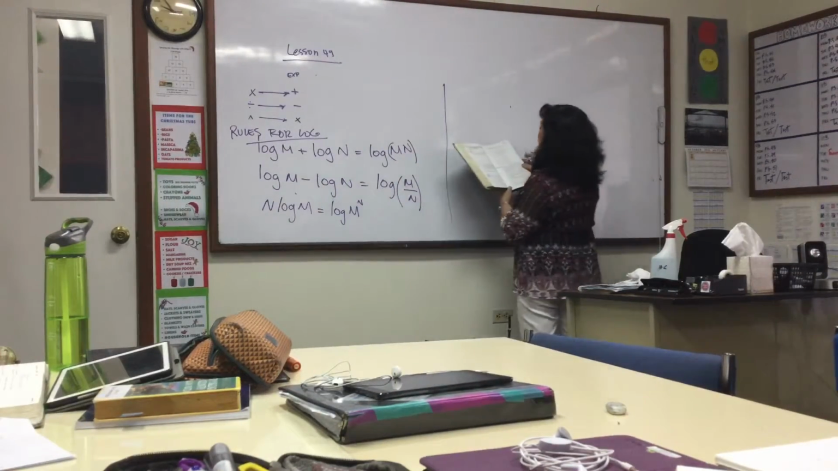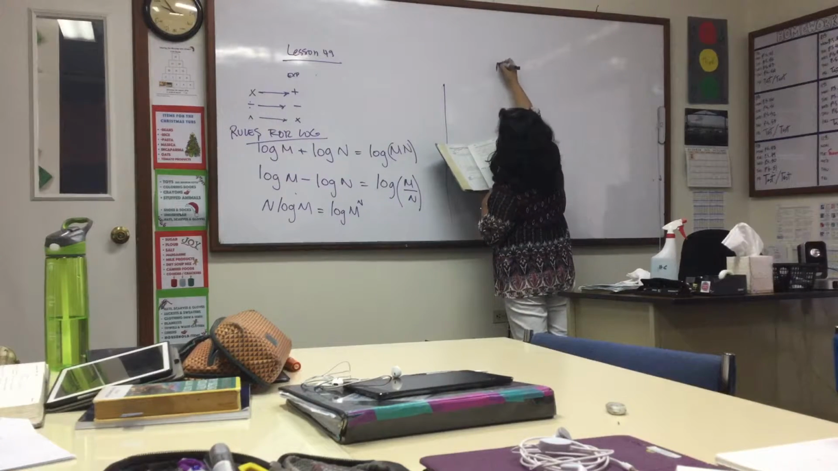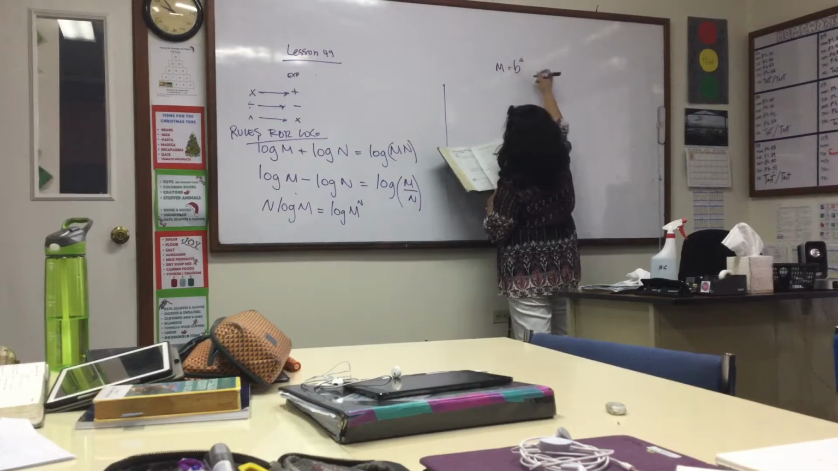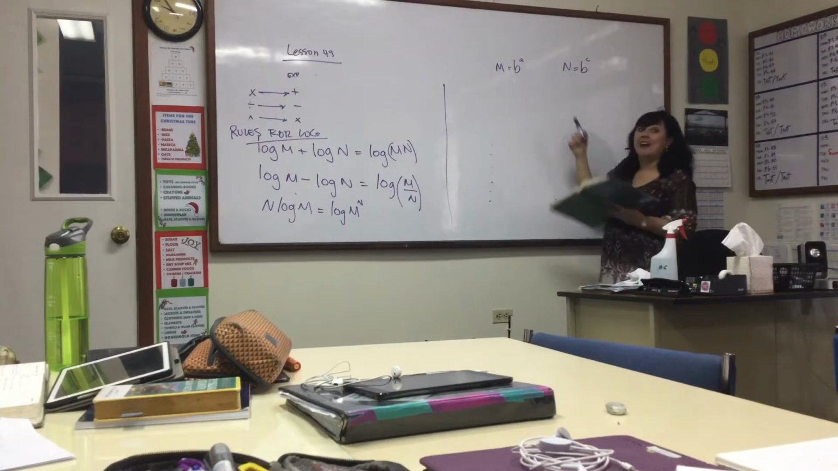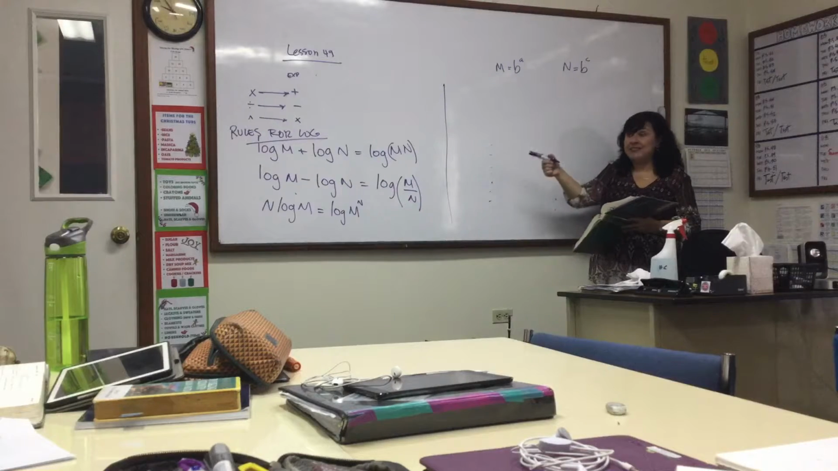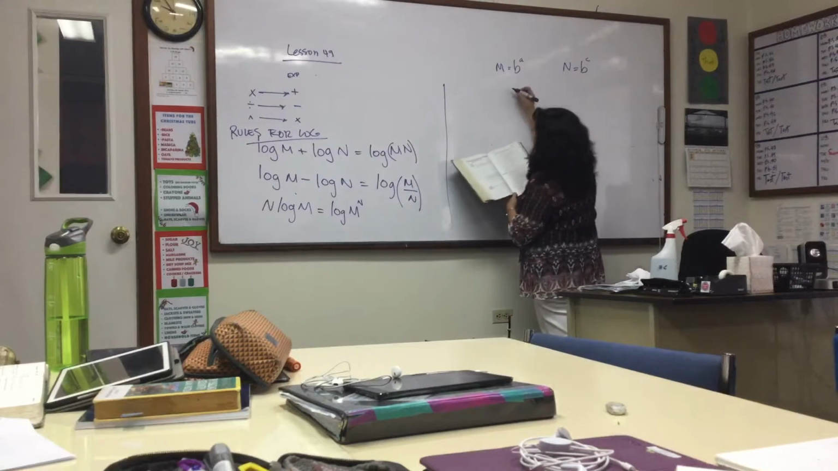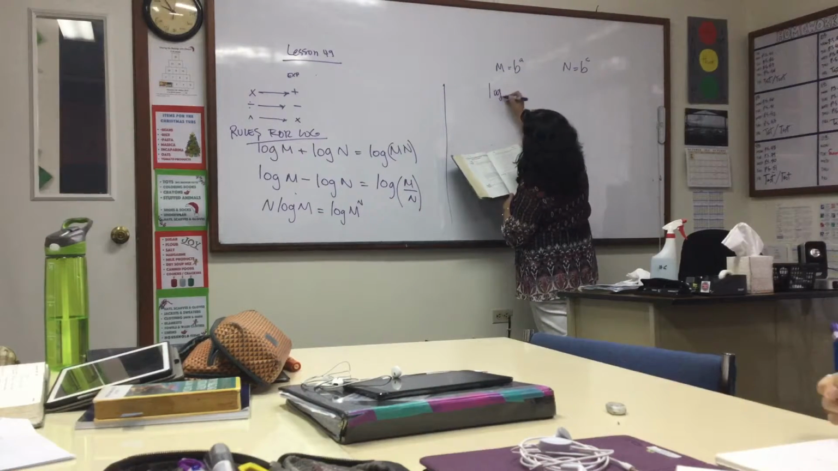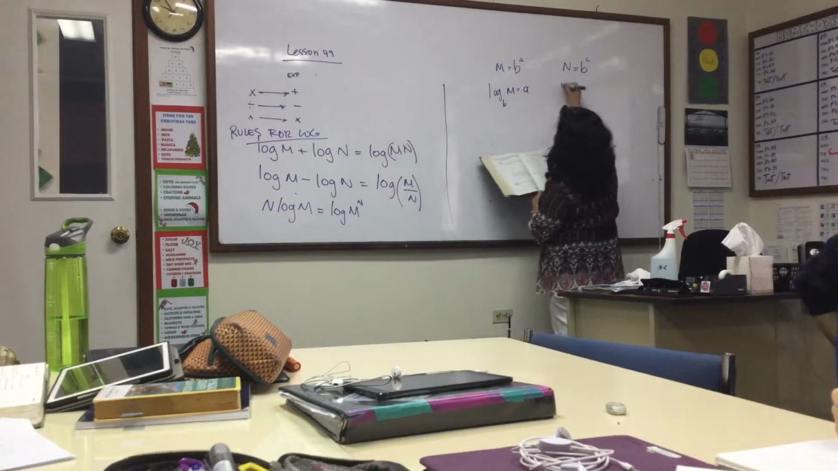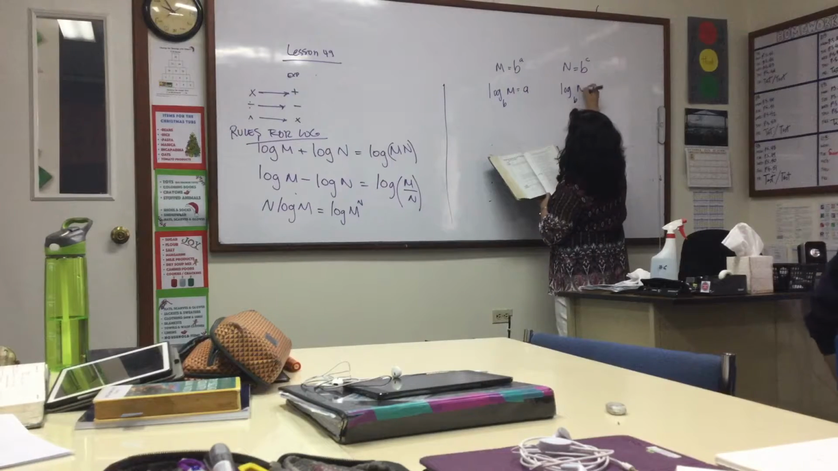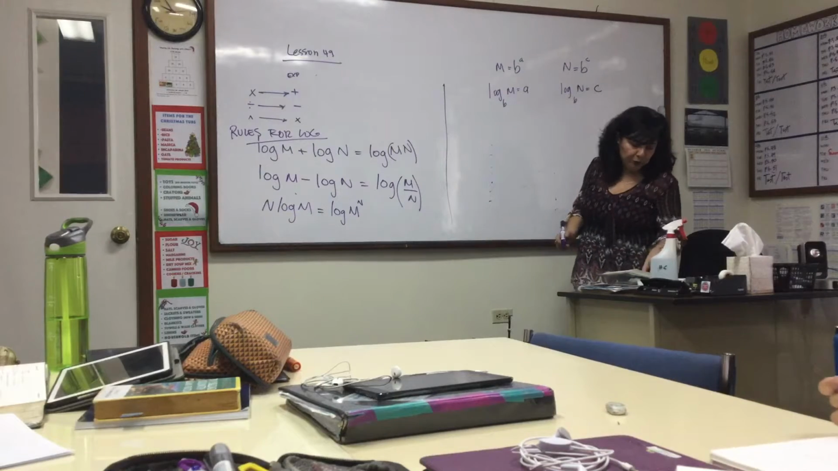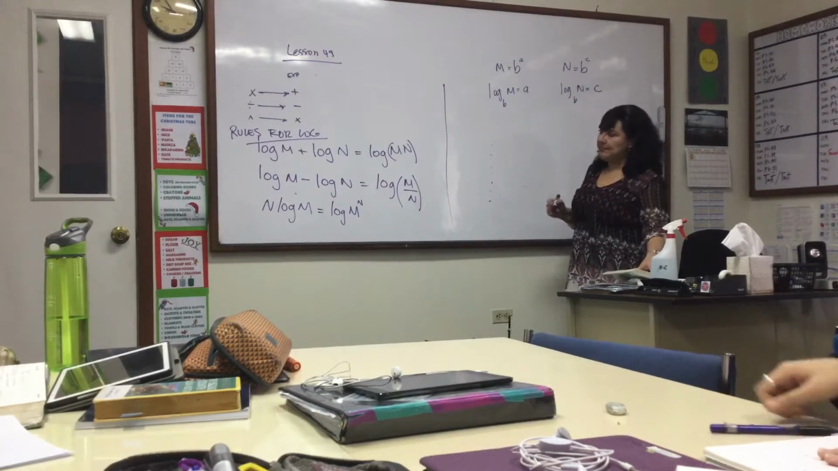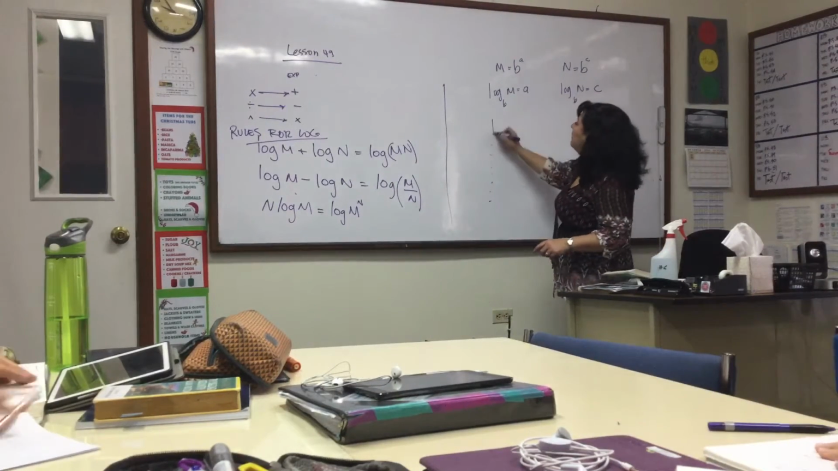Okay. So how do you develop it? You know that m equals b to the a and n equals b to the c. Notice that you have the same base. If you don't have the same base, that doesn't apply. And you know that from this, logarithm base b of m equals a and logarithm base b of n equals c, right? So if you have to prove that those are the same, how would you go about it?